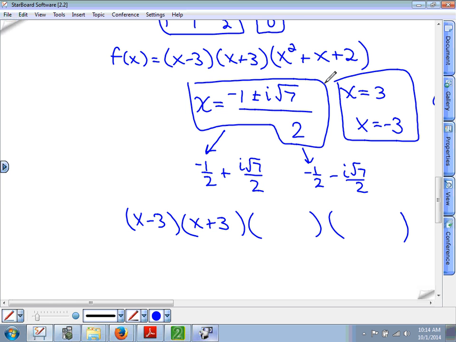And if you imagine, I'm going to do this also. Put an x in front of this. X equals -1/2 plus i root 7 over 2. If you added the 1/2 over and then minus the i root 7 over 2, you're going to have x plus 1/2 minus i root 7 over 2.